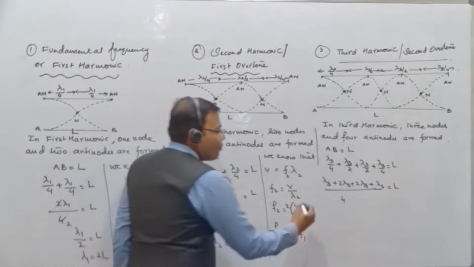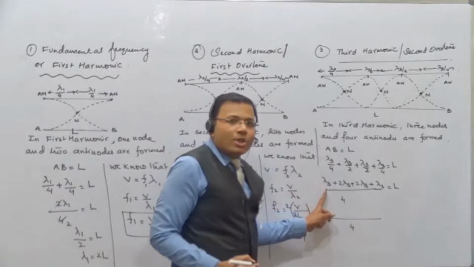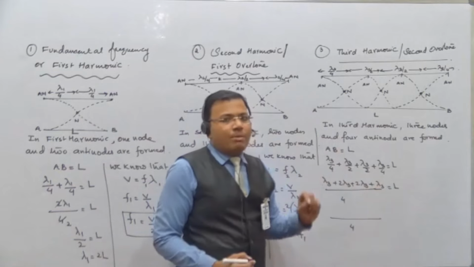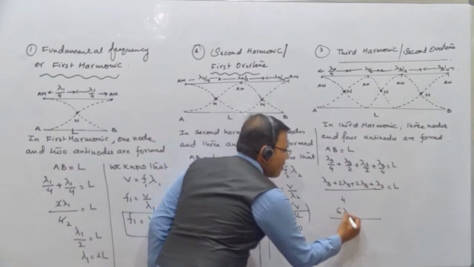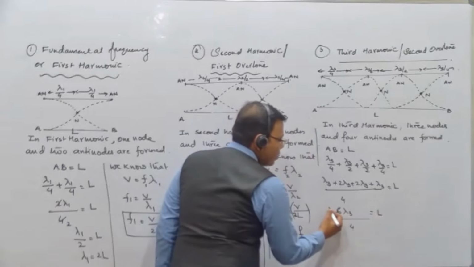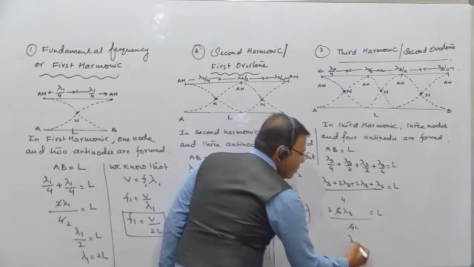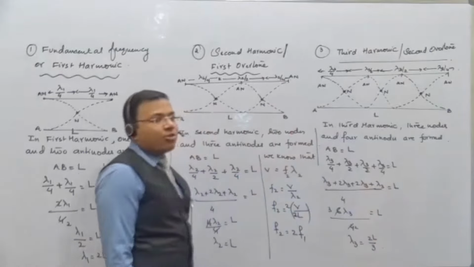So what we are getting here is, this is 4. If you see, this is how much? Lambda 3 plus 2 lambda 3 plus 2 lambda 3 plus lambda 3. That means it is 6 lambda 3. That I am writing: 6 lambda 3 is equal to L. Now just cross multiply it. So lambda 3 is 2L by 3.